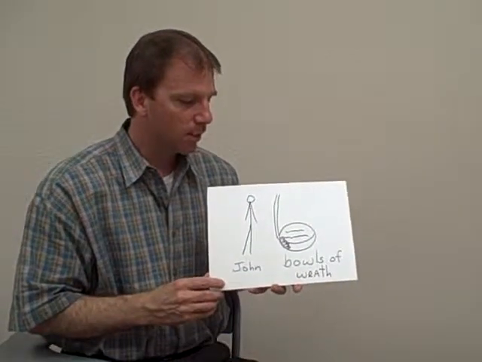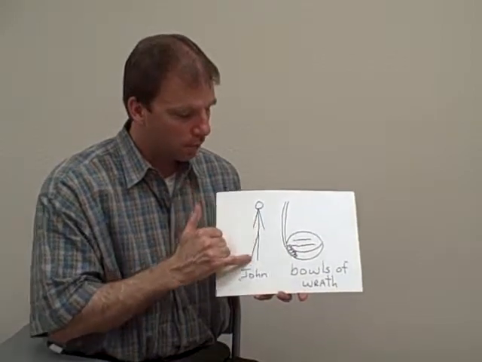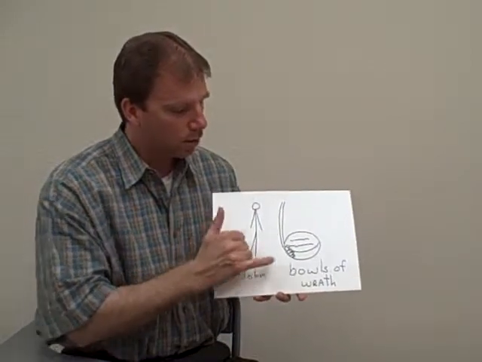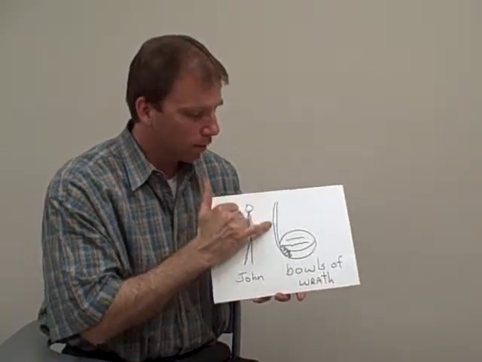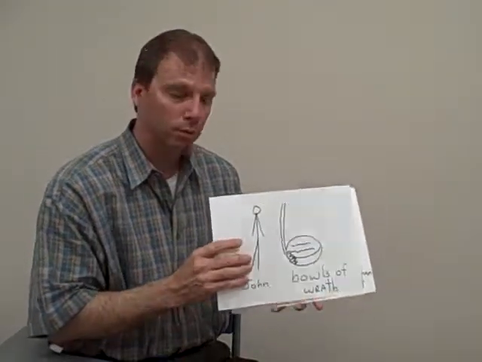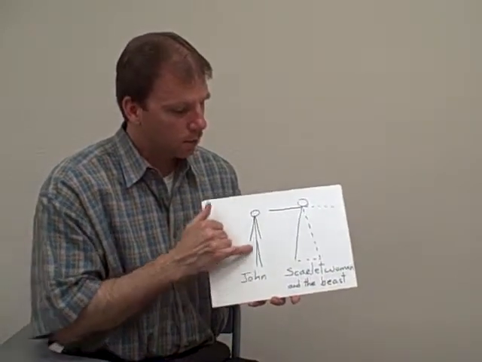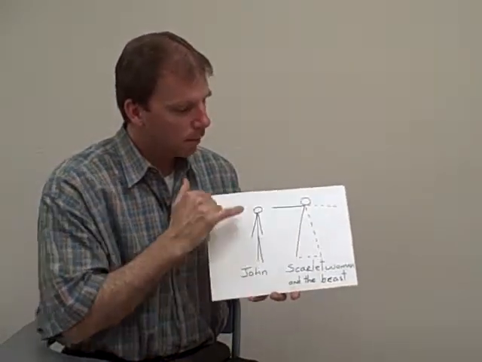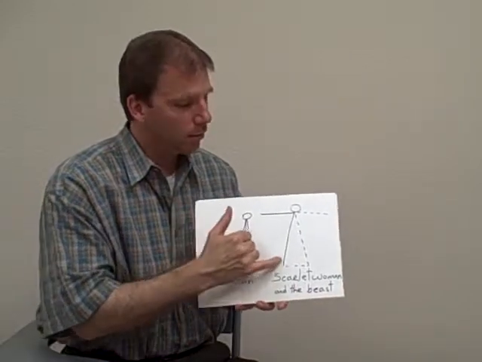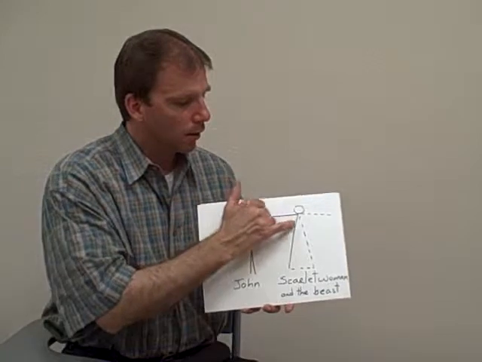Chapter 16, the bowls of wrath are poured out on the earth. So the 1 would be John, and the 6 would have an arm, the top part of the 6, and the round part would be the bowl. Chapter 17, John sees the scarlet woman who is riding the beast. So we'll make the 7 into a dress with an arm out.